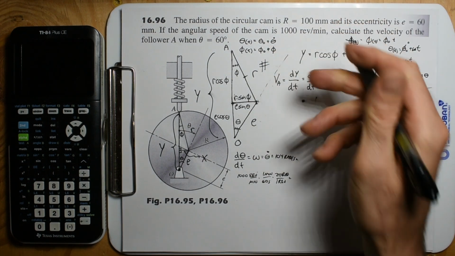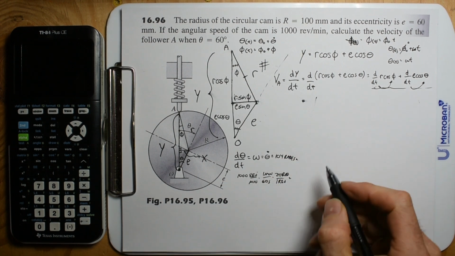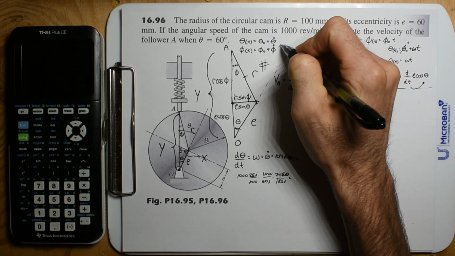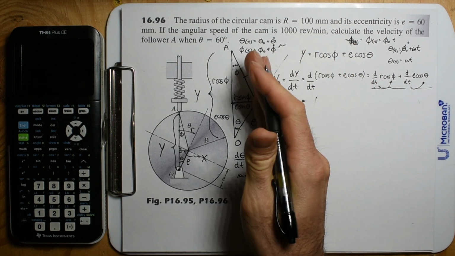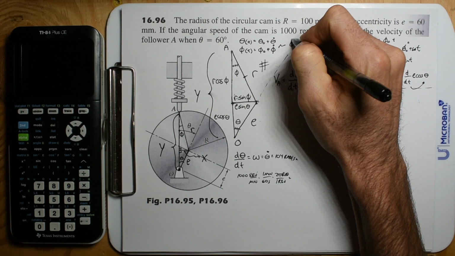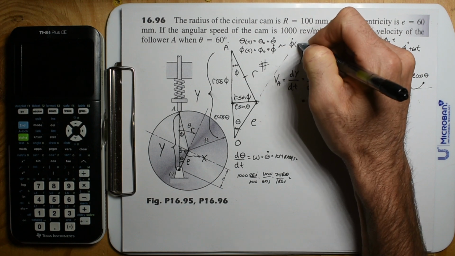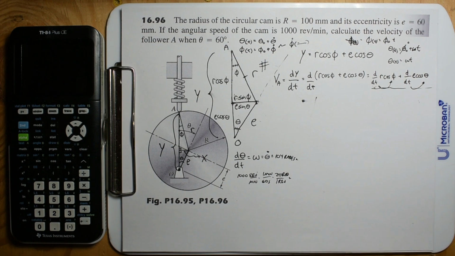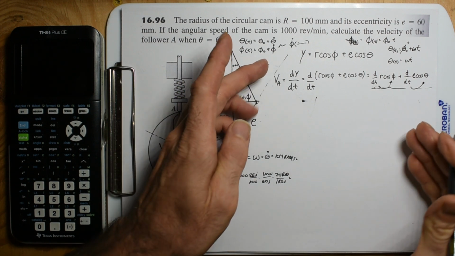Because of that, theta dot is not constant. It goes one way and then the other, so it has to be a function of something. So theta dot will be some function of all those parameters. Keep that in mind.